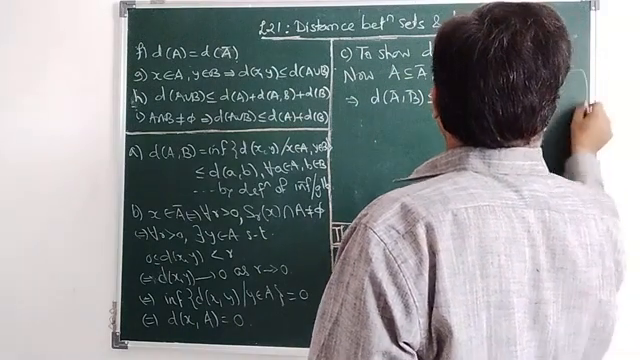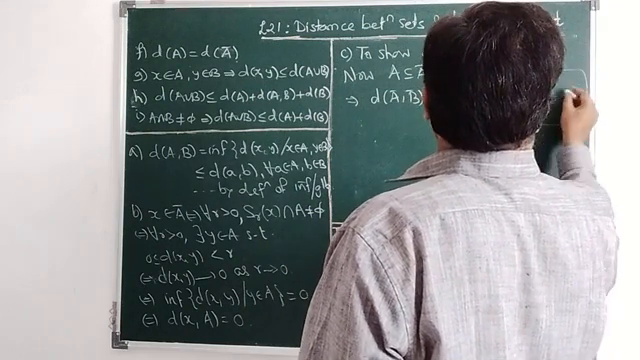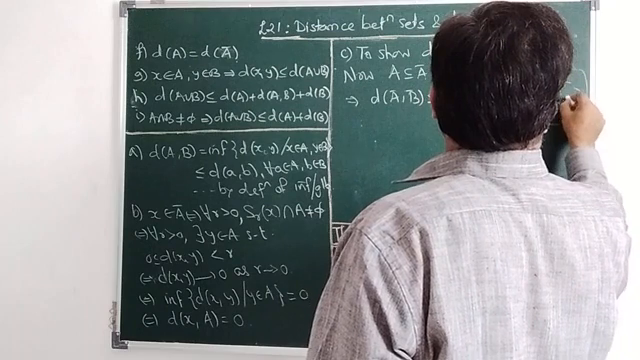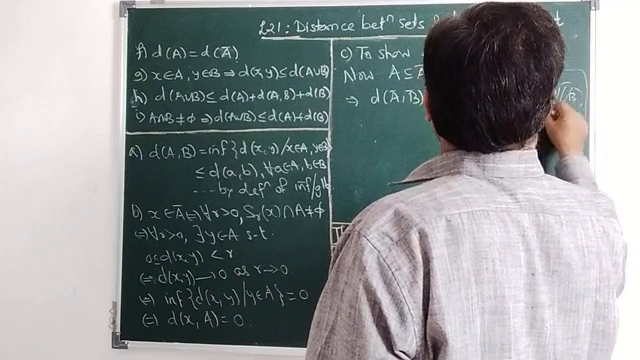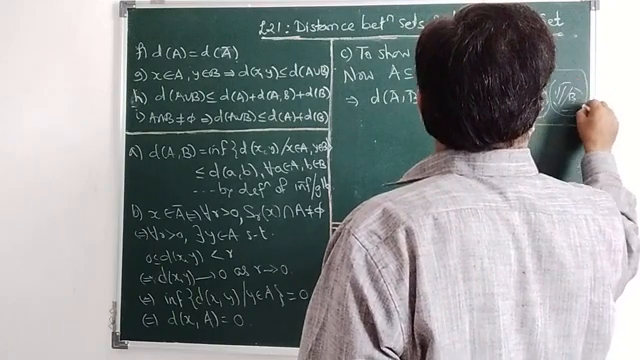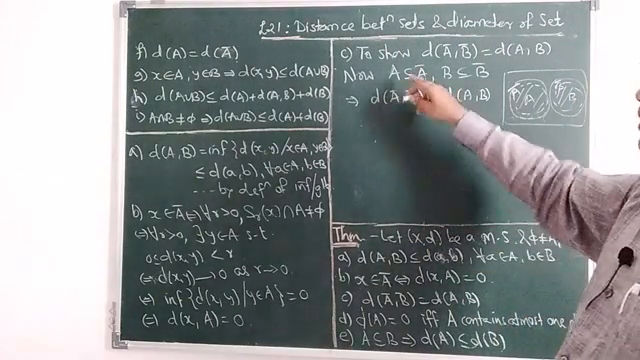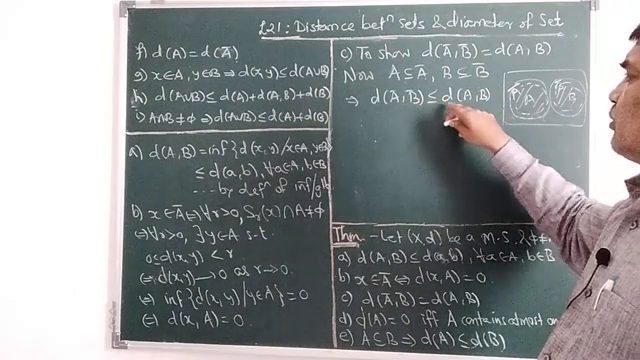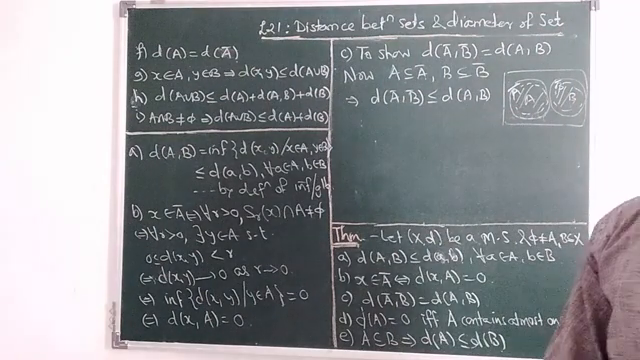If I observe this diagram, this is some set A. This is some set B. And this is your closure of A, and this is your closure of B. Then from this diagram, the distance between the closure of A and the closure of B must be less than or equal to the distance between A and B.